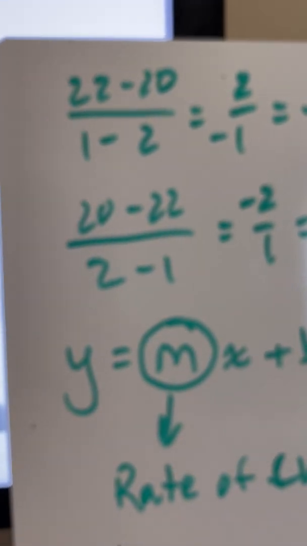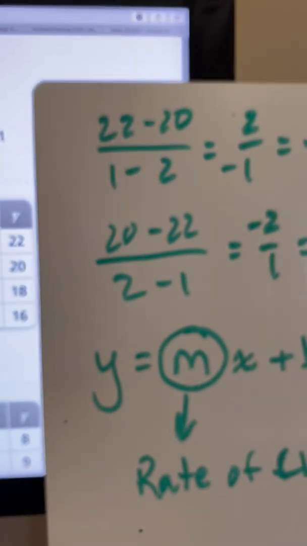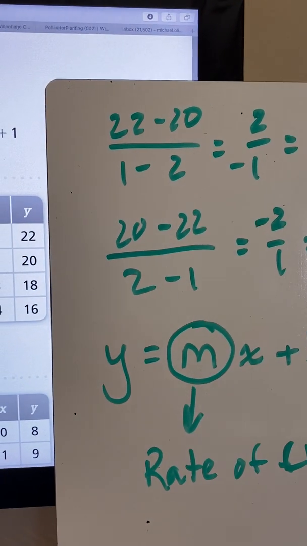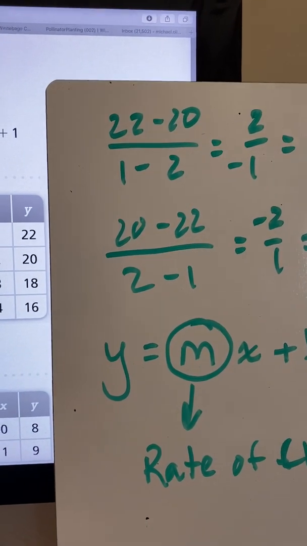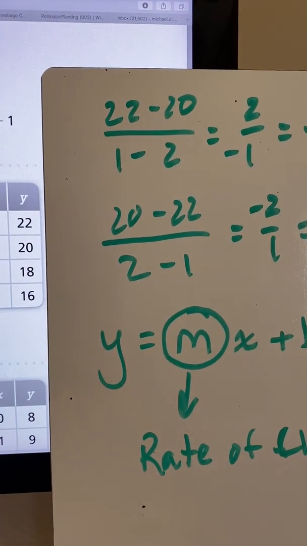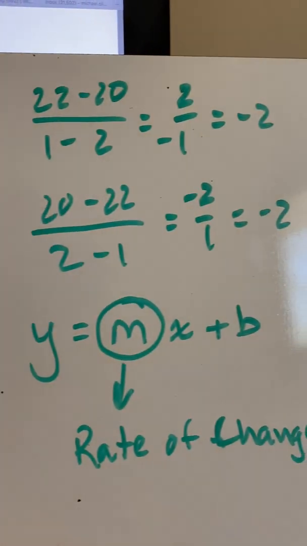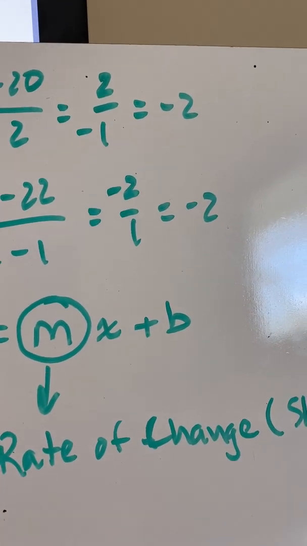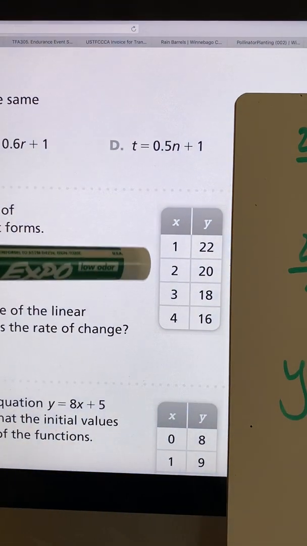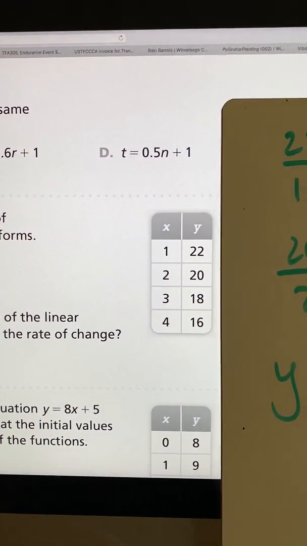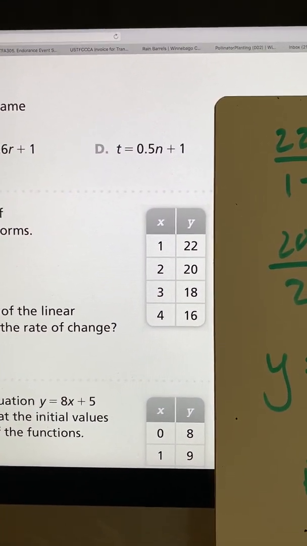Same thing on the bottom. You look at the bottom one. Ooh, it's getting blurry. There we go. If you look at the bottom one, I just reversed it. I made it 20 minus 22, but I also reversed the bottom part, the x values, as 2 minus 1. Guess what? Makes the same number. It tells me that using this right here, I can find the slope by just taking those numbers and subtracting, and it makes a negative 2.